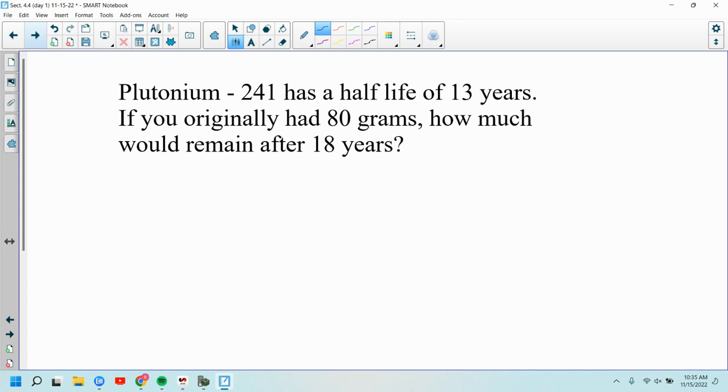Again, we're going to have to find K at some point. They do give us the half-life. They tell you plutonium-241 has a half-life of 13 years. You originally had 80 grams. 13 years later, you're down to 40 grams. Another 13, you're down to 20 grams. But we cannot figure out how much would remain after 18 years just by doing that little process. We have to go to our exponential growth and decay formula.